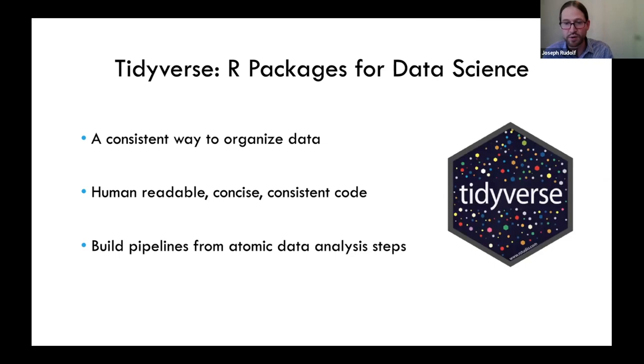This is a very common way to organize data in a spreadsheet and will sound familiar to you if you've used other point and click tools like Excel to organize your data. Programming code that acts on the data should be consistent, concise, and mimic the narrative language as much as possible. And the third tenet is that each data analysis can be broken down into a series of atomic steps, such as select this column or arrange the data by values in that column. Accordingly, an arbitrarily complex data analysis can be broken down as a pipeline of atomic steps.